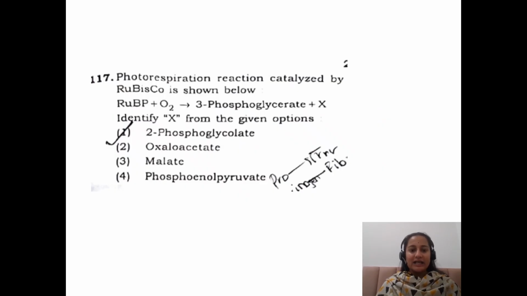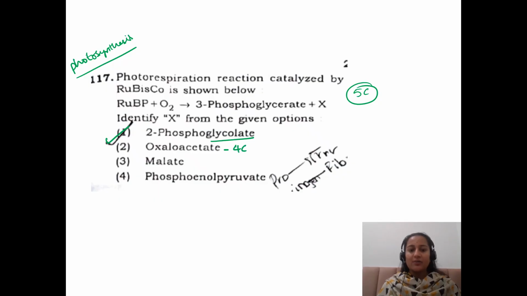Photorespiration reaction catalyzed by Rubisco is shown below. This question is again from photosynthesis. So another question on the photorespiration. It is catalyzed by Rubisco. RuBP first binds with oxygen instead of carbon dioxide in photorespiration, forming a 5 carbon containing molecule. One is the 3-phosphoglycerate, the other one is 2-phosphoglycolate. Photorespiration is the glycolate or glyoxylate pathway, which is a 2 carbon compound.